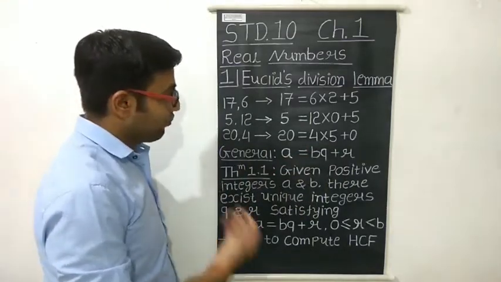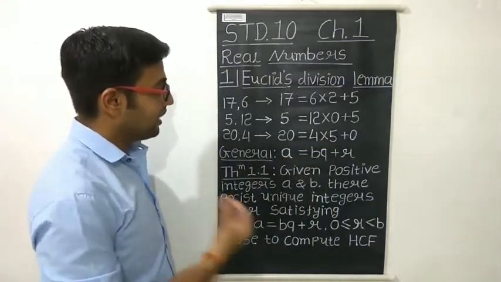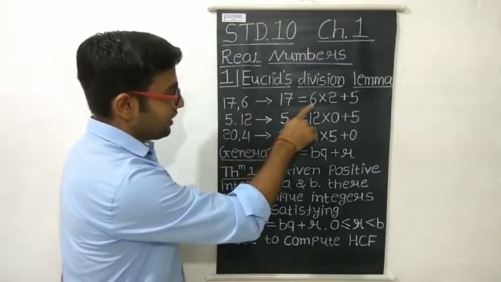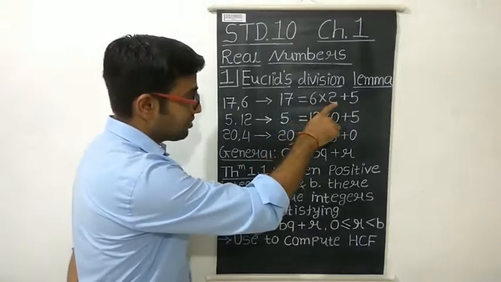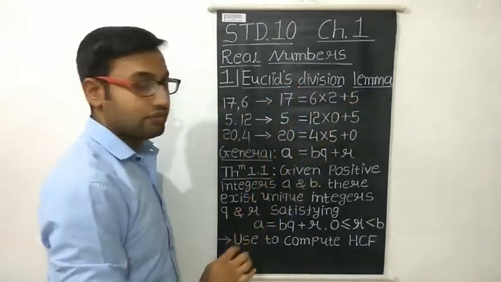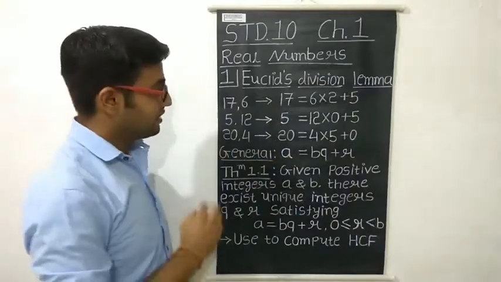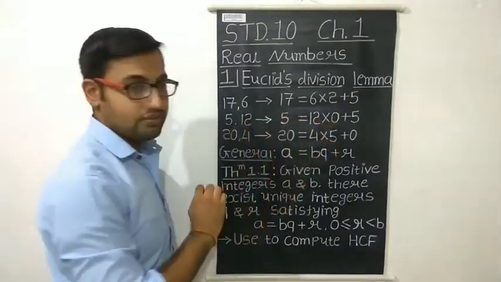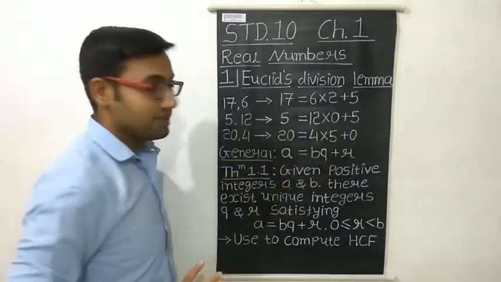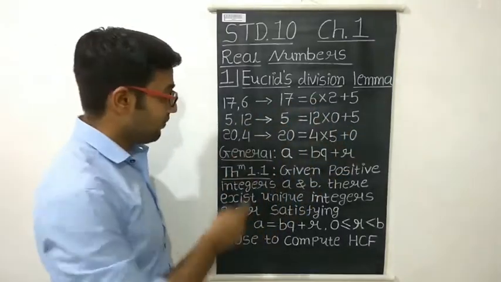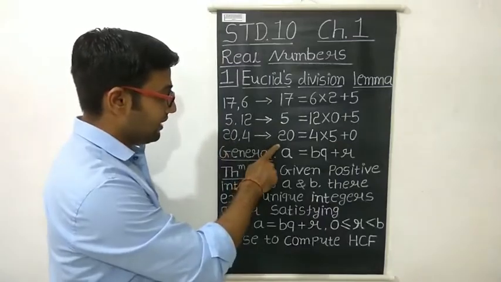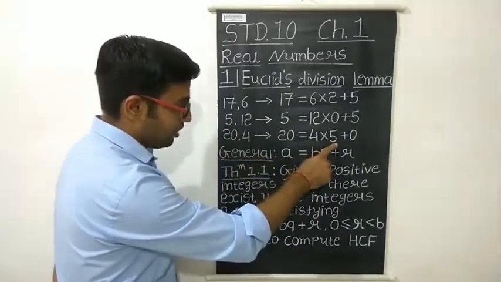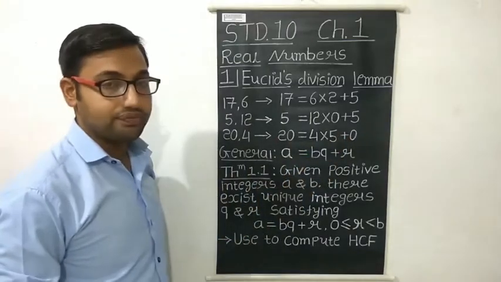Now we can say that for the first example, 6 goes 2 times and gives the remainder 5 for 17. Similarly, for the number 5, 12 goes 0 times and gives 5 as a remainder. In the same way, for the third example, for 20, 4 goes 5 times and gives 0 as a remainder.